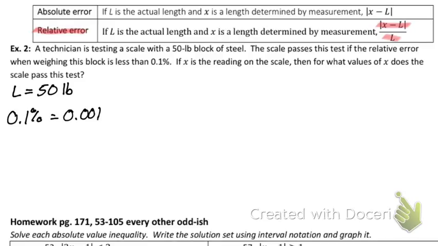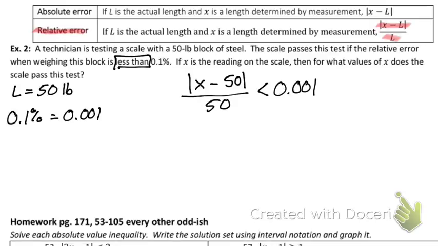All right. If x is the reading on the scale, then for what value x does the scale pass the test? So we don't know the value of x, so that helps us while filling this out. We're just going to go x minus our L value divided by our L value must be, and let's highlight this, it says less than, so we're not going to use an equal sign, but it has to be less than that 0.1%, which we said was 0.001. Now when we solve this, we're going to come up with two weights, the lower end of the weight and the upper end of the weight being wrong on the scale, I guess.